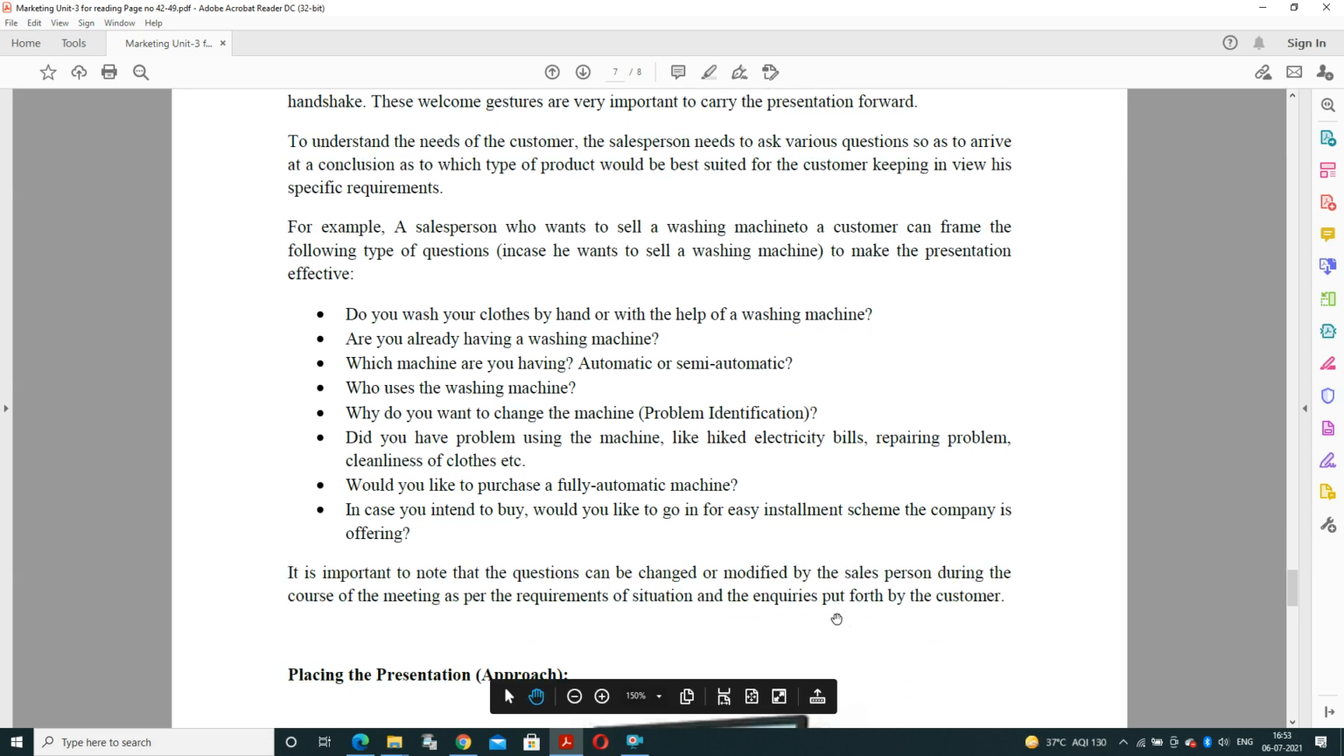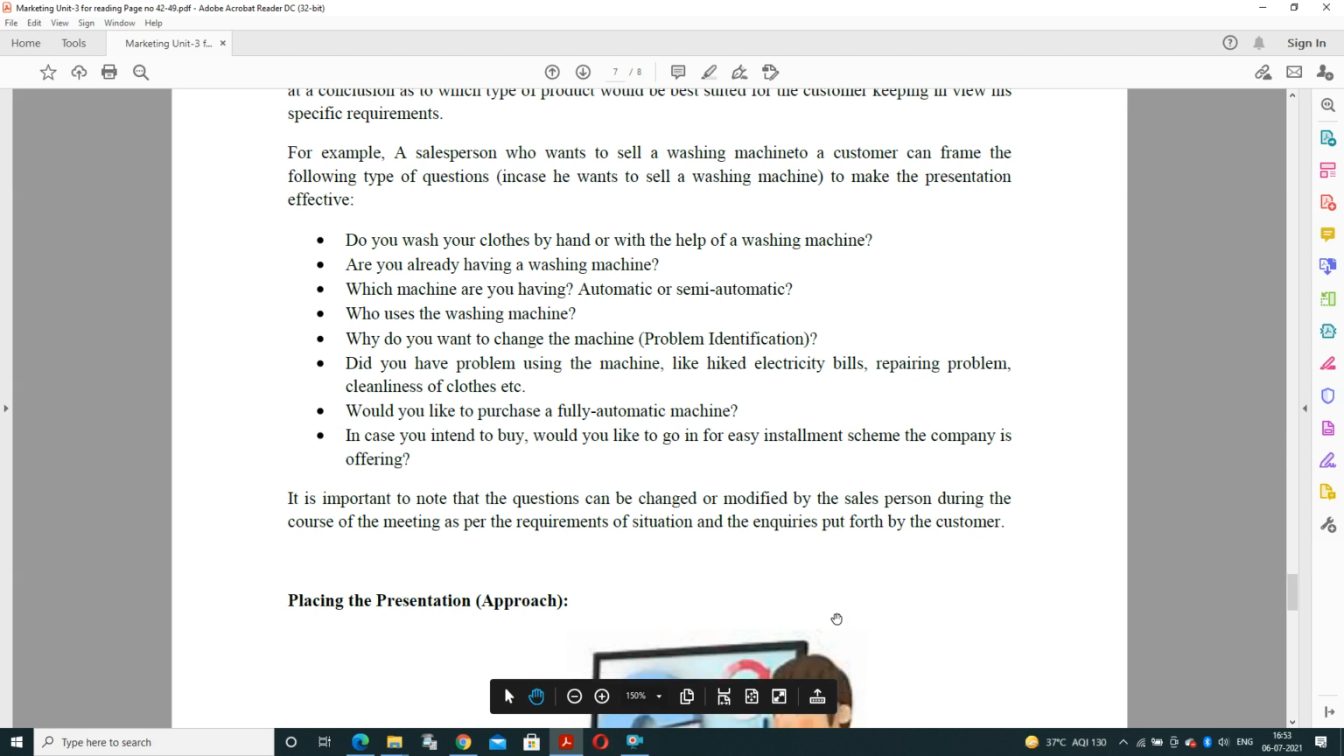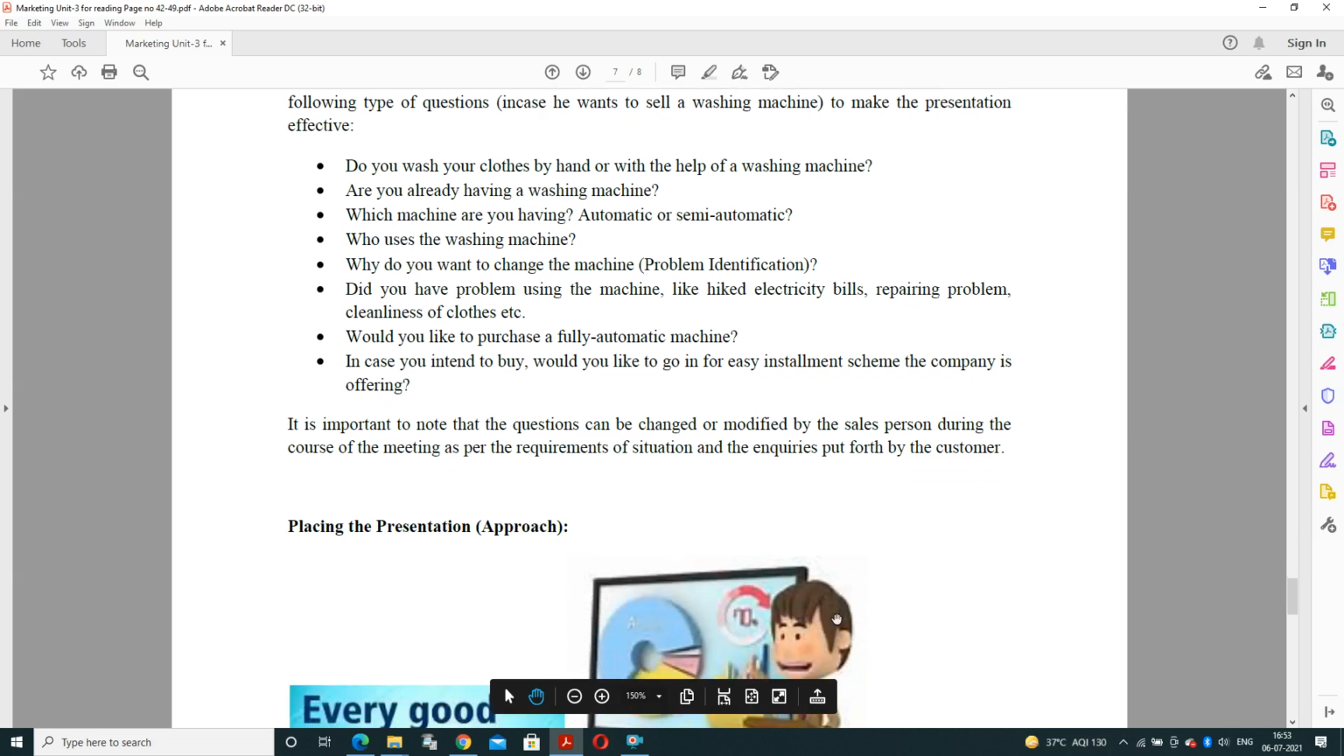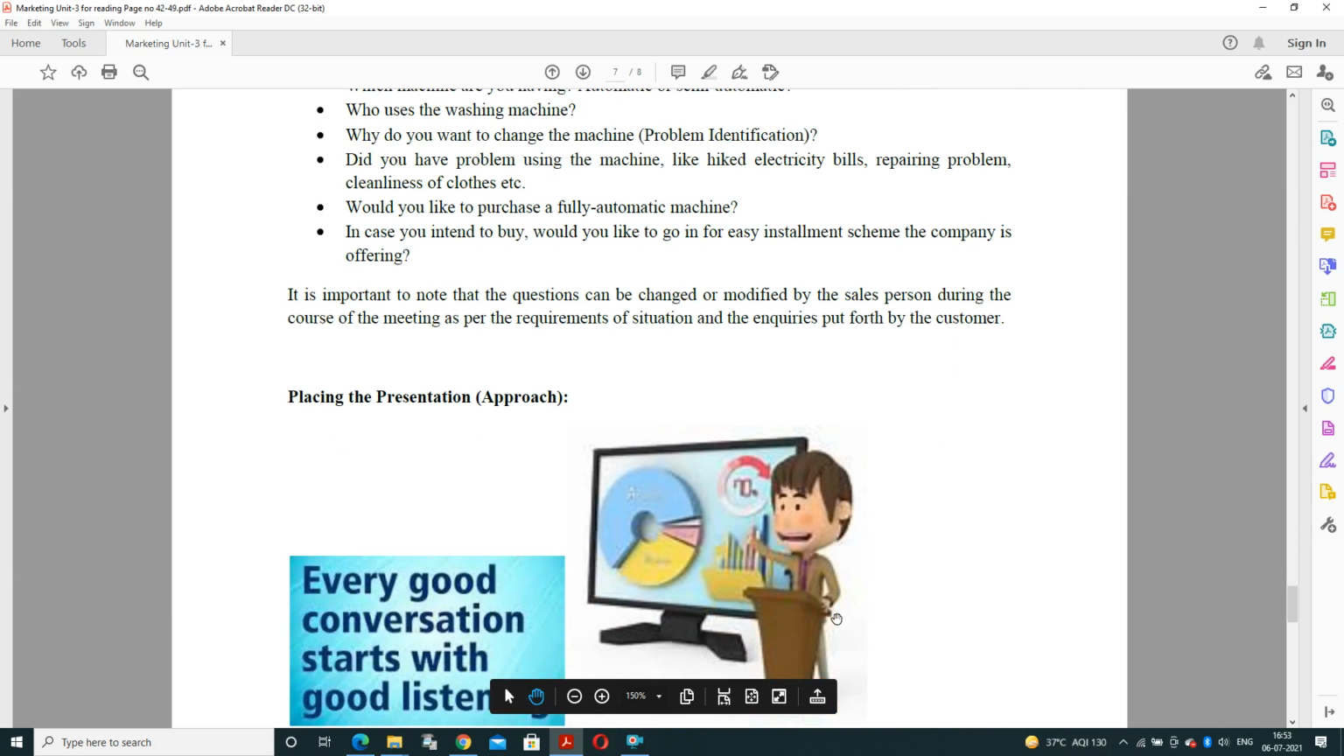So it is important to note the questions can be changed or modified by the salesperson during the course of the meeting as per the requirement of the situation and the inquiries put further by the customer. It means a salesman can change the questions according to the customer's requirement, according to the mood of the customer.